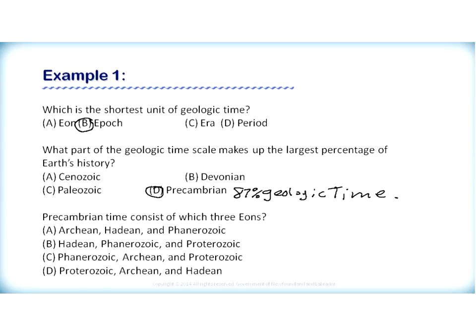The Proterozoic, the Archean, and Hadean. In each of the other choices, we see the Phanerozoic, which is the most recent that contains visible life, and it would be in the choices A, B, and C, which would make three of these choices incorrect. So our answer to the third question would be D.